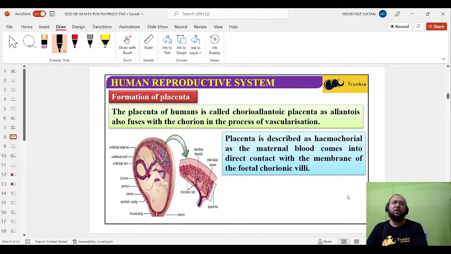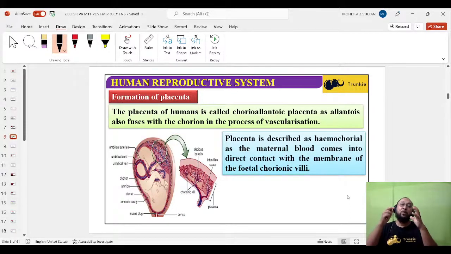The placenta of humans is called the chorioallantoic placenta, as the allantois also fuses with the chorion. So there are different layers: the chorion and the allantois fuse in the process of vascularization, forming the blood vessels and capillaries and forming the cord, which is the structure within the umbilical cord. So it is called the chorioallantoic placenta. The placenta is described as hemochorial, as the maternal blood comes into direct contact with the membrane of the fetal chorionic villi.